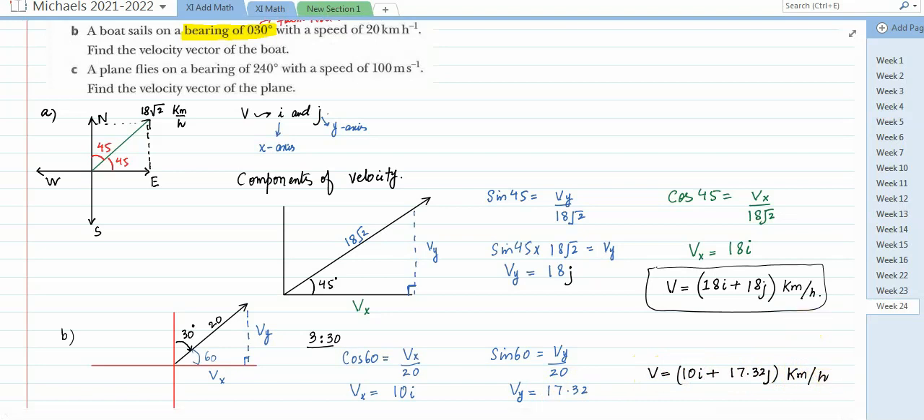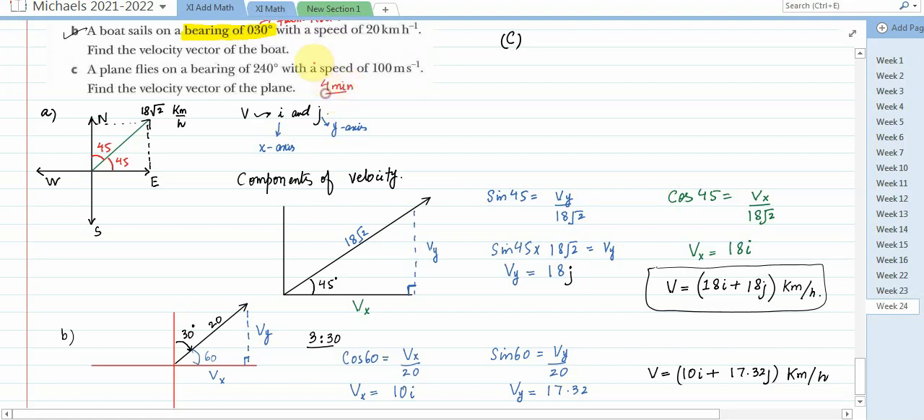All right, so I hope that this portion is clear to you. Moving on to the next one, it's part C. Now it says a plane flies, I'm writing part C here. A plane flies on a bearing of 240 with a speed of 100 meters per second. Find the velocity vector of the plane. So first you need to give it a try by yourself, and since the bearing is given, make sure that you are plotting the right diagram. So you have a time of 4 minutes to attempt this part.